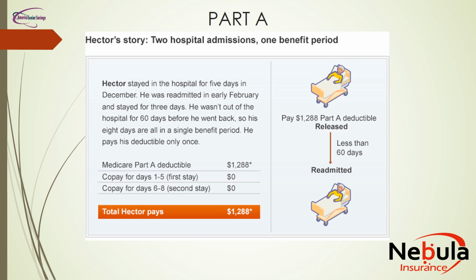Hector stays in the hospital for 5 days in December. He came back to the hospital in February and stayed for 3 days. He wasn't out of the hospital for 60 days before he went back, so his 8 days are all in a single benefit period. He pays his deductible once. So he paid $1,288. That's all he pays.